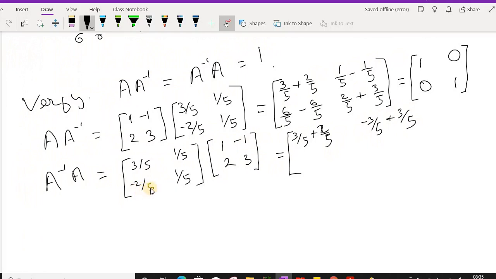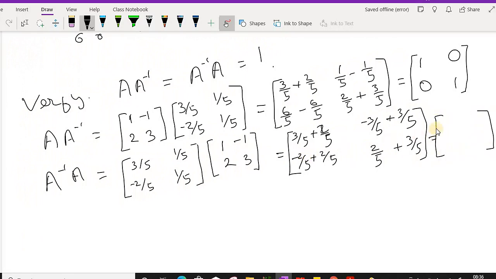Minus 1 by 5 into 2 is minus 2 by 5. 1 by 5 into 2 is 2 by 5. Minus 2 by 5 into minus 1 is 2 by 5. 1 by 5 into 3 is 3 by 5. Right?